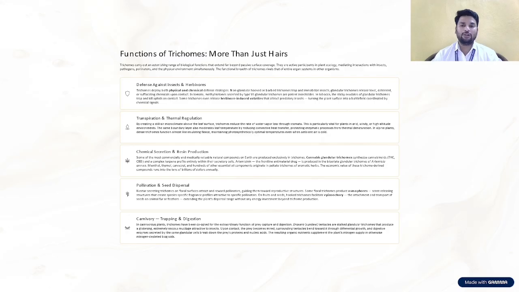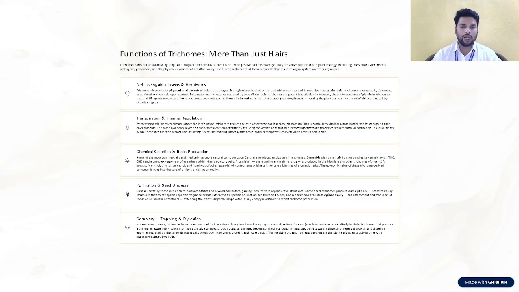Then chemical secretion and resin production. Secondary metabolites can be stored in the particular secretory head of the trichomes. For example, cannabis glandular trichomes synthesize cannabinoids, and a complex terpene profile, entirely within the secretory cells. Then pollination and seed dispersal. For the purpose of pollination, trichomes also have attractive natures, because of which some pollinators get attracted toward them, and that's why pollination happens.